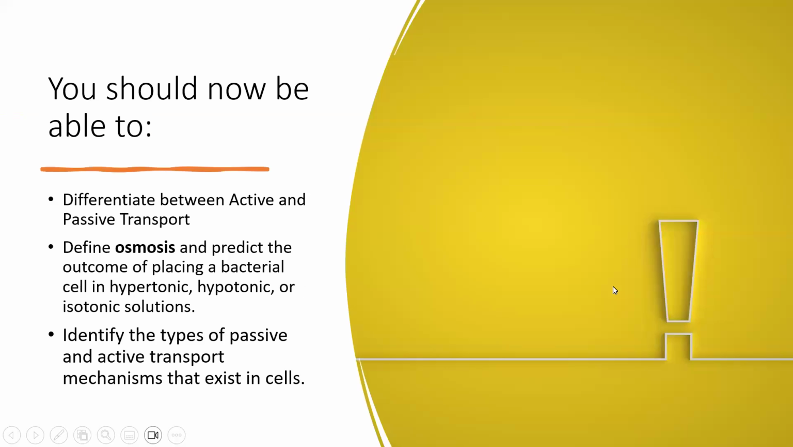All right. And so that is a review of membrane transport. At this point, you should be able to differentiate between active and passive transport, define osmosis, and predict the outcome of placing a bacterial cell in hypertonic, hypotonic, or isotonic solutions, and identify the types of passive and active transport mechanisms that exist in cells.